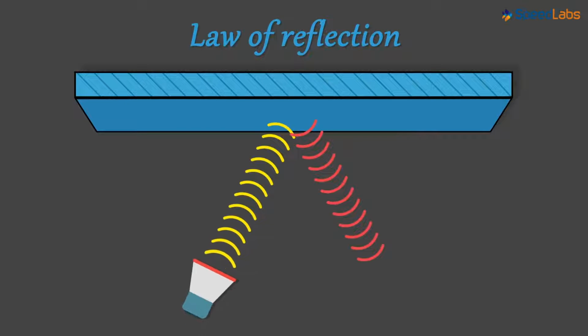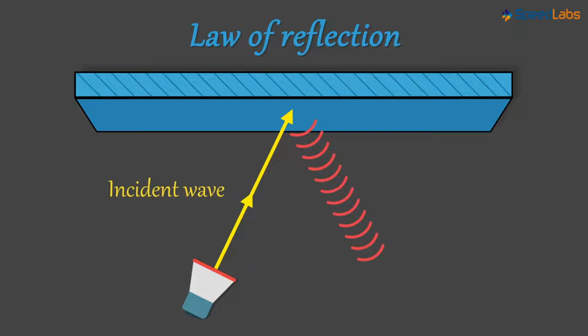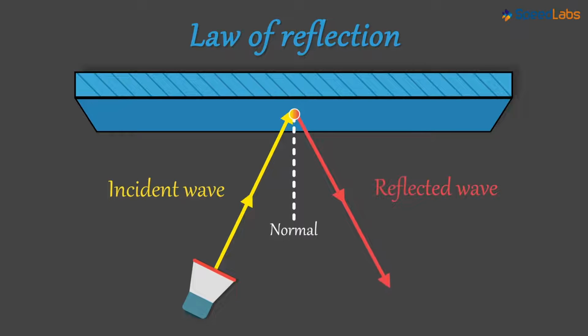Say we have our source which is emitting sound, and assume one of the sound waves strikes the surface at this point. Let's draw a normal to this surface. Normal is nothing but the line which is perpendicular to the surface at the point of incidence. Now this wave will be reflected from the surface.